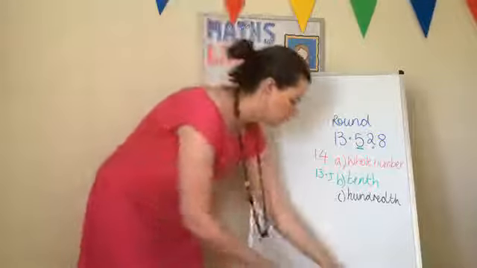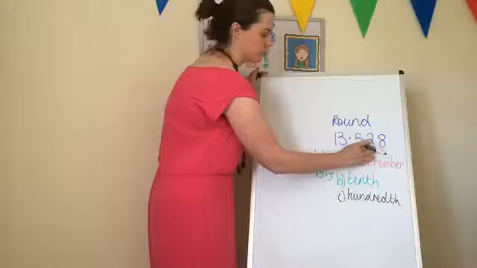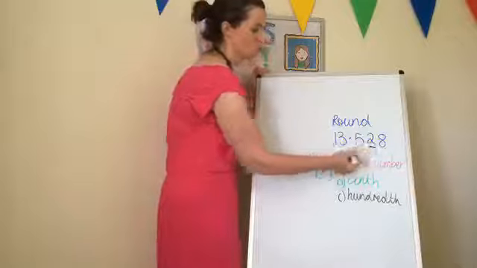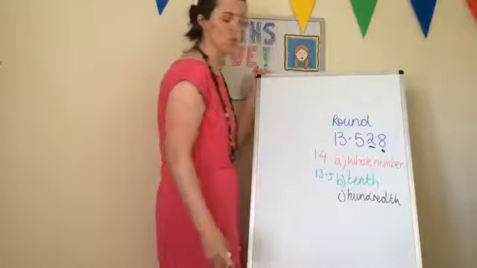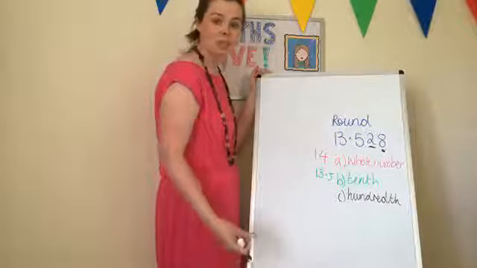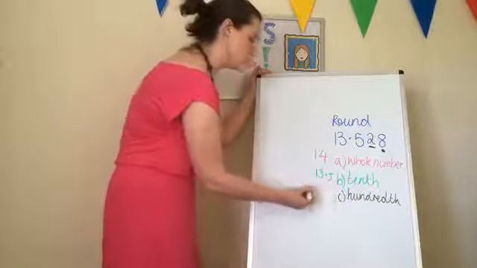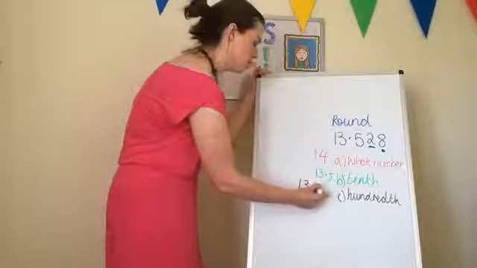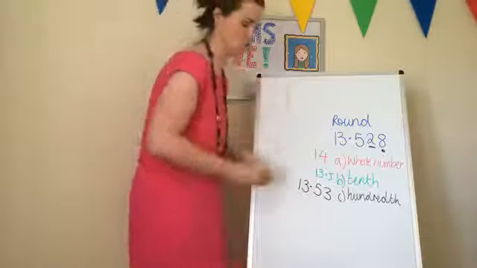I'm all gibberish today. And the last one, to the nearest hundredth. So we find our hundredth digit, which is the 2. The digit to the right tells us what to do, and it's 8. So 8 tells us to round up. So it's changing the hundredth digit. So the answer is 13.53 because the 8 has told us to change.